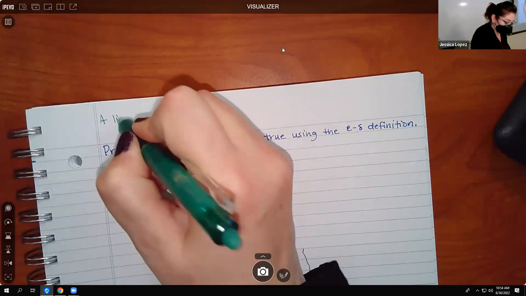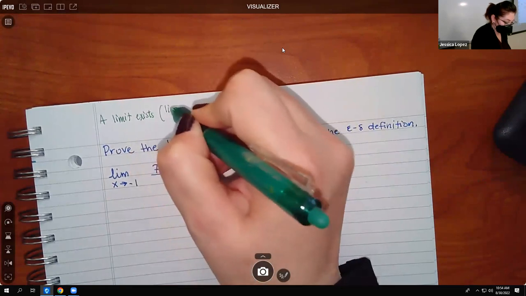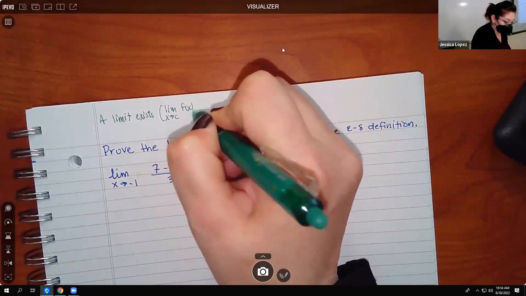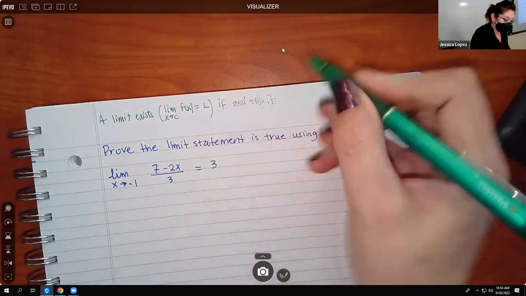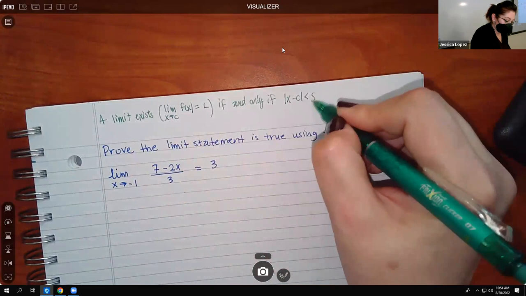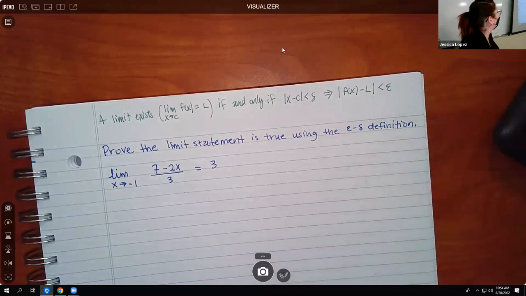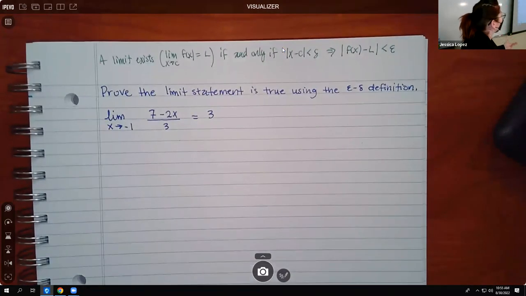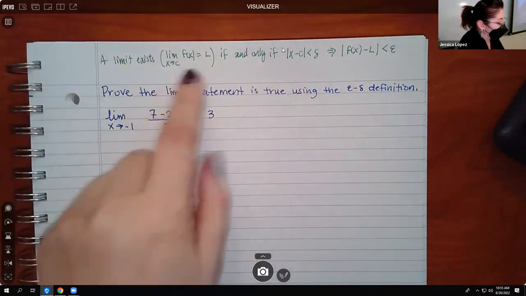Now, the epsilon delta definition says a limit exists. When I say limit, I mean as x approaches c of f of x equal to L, if and only if this statement implies this statement. Okay. So that is what the epsilon delta definition tells me. So not only does it tell you that it exists, but it also tells you that the L is the actual limit, okay? So there's like another sentence to the whole definition.